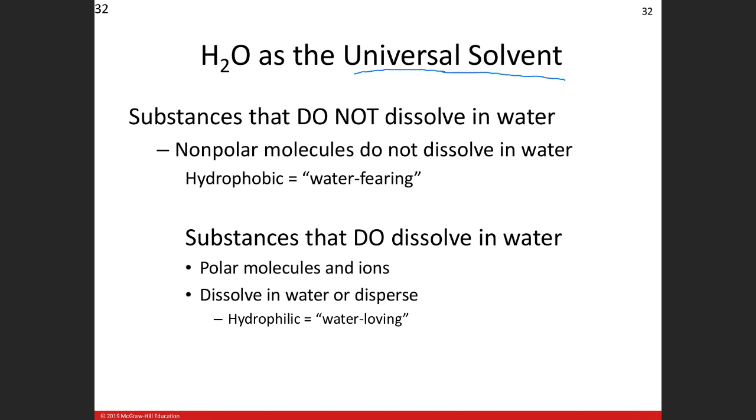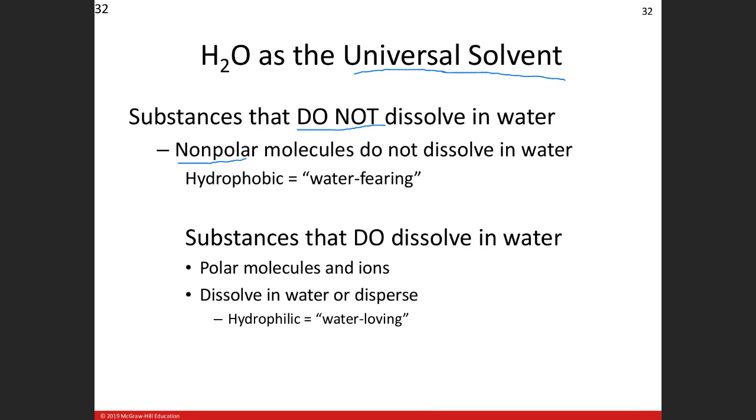As we move on later in this course, we're going to find out that there are substances that do not dissolve in water. Those substances that do not dissolve in water are going to be nonpolar molecules. We refer to those as hydrophobic. If you have a phobia, you have a fear of something, hydro being water. So we refer to those as water-fearing, hydrophobic, and nonpolar molecules fall into that category.